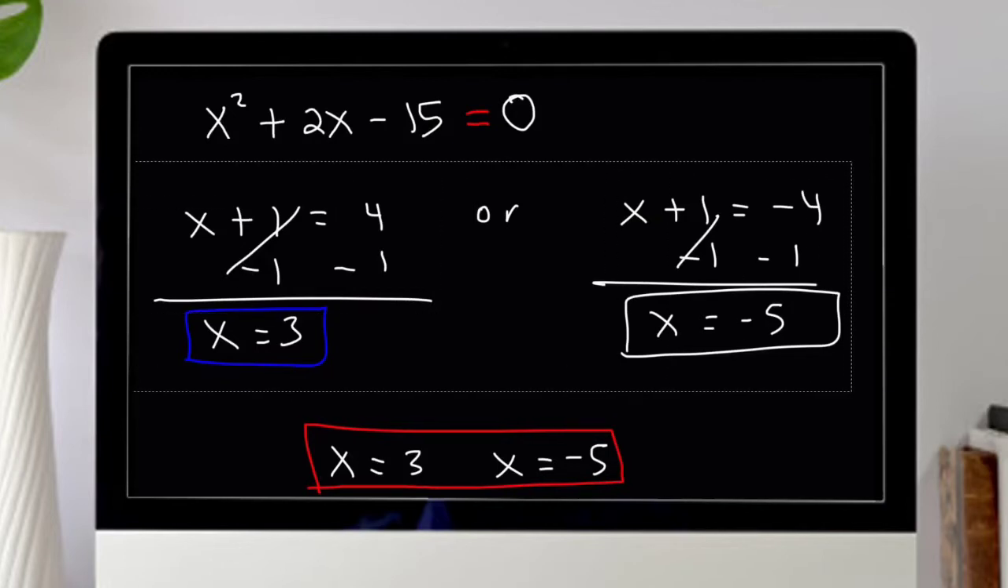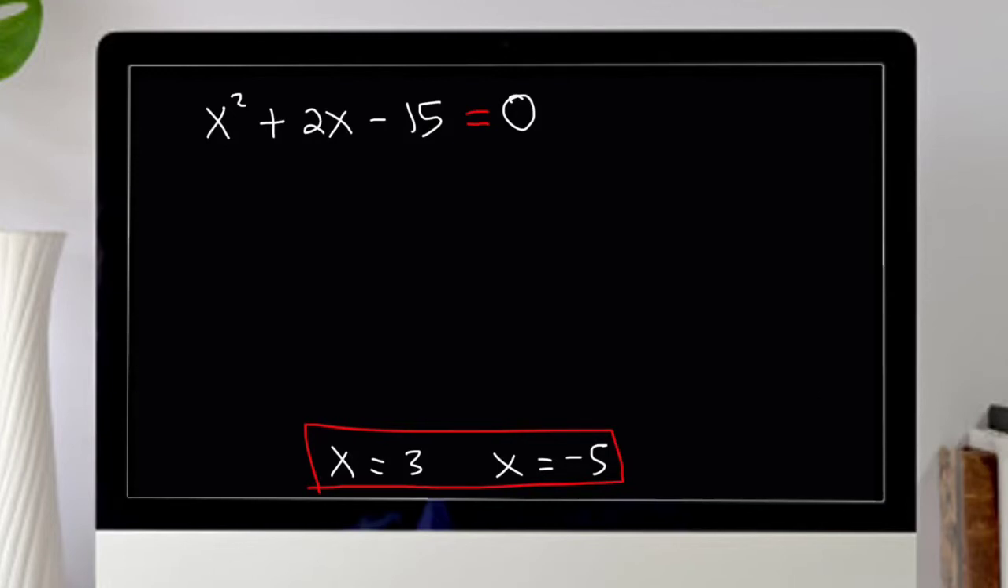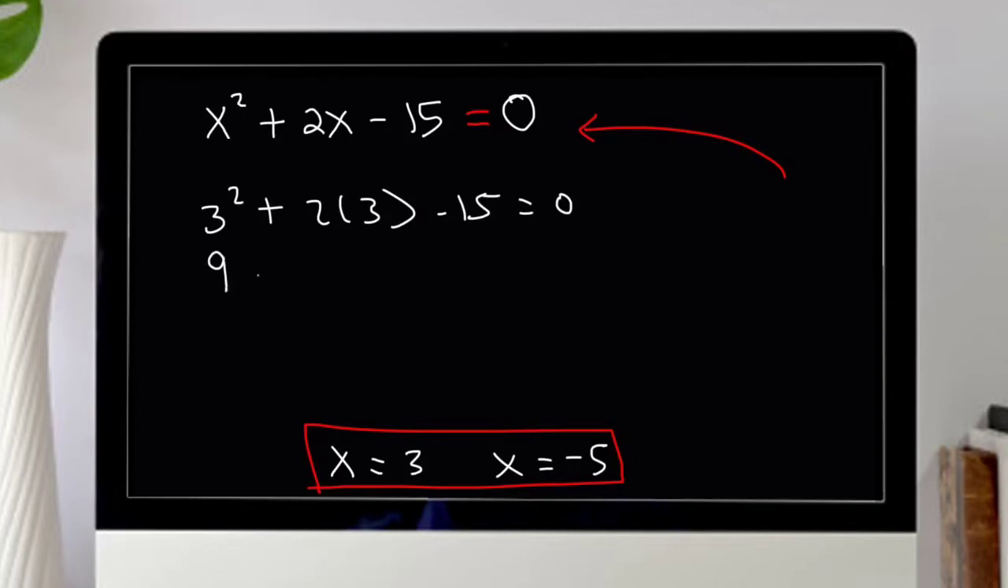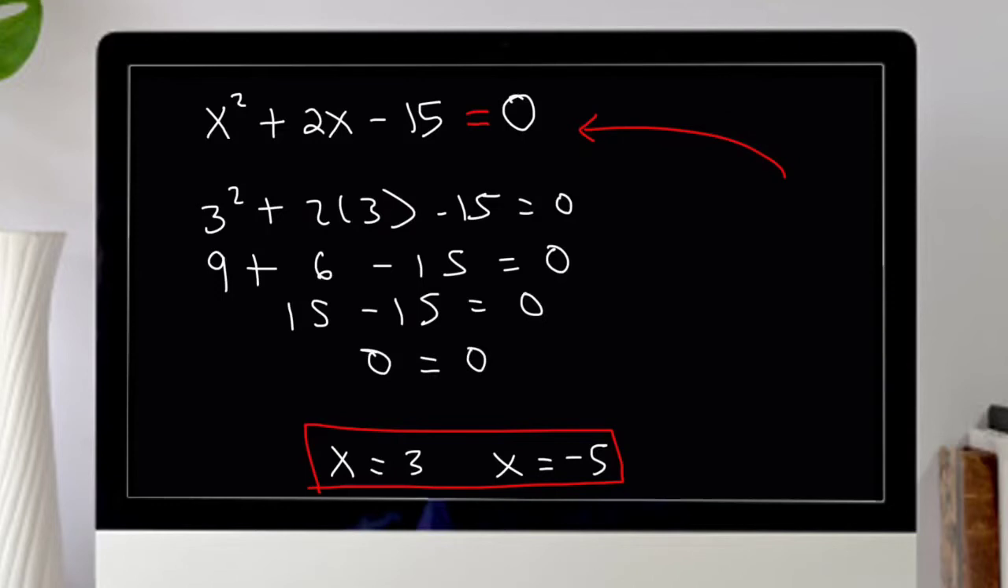Now how do we know if we have the right answer? Well, what we can do is check. We can plug it in to the original equation. Let's start with 3. Replacing x with 3, we're going to get this. 3 squared, which is 3 times 3, that's equal to 9. 2 times 3 is 6, and 9 plus 6 is 15. Now, 15 minus 15 is 0, and the left side equals the right side, so this answer is correct.